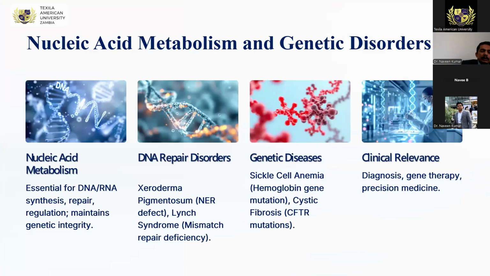In nucleic acid metabolism, we will get an insight into how DNA and RNA are synthesized, how the DNA is repaired if any mutation happens, and how genetic integrity is maintained by various types of cellular machinery systems. DNA repair disorders include Lynch syndrome, certain types of cancers, xeroderma pigmentosum, and other genetic diseases. A single nucleotide polymorphism can change the protein structure, right?